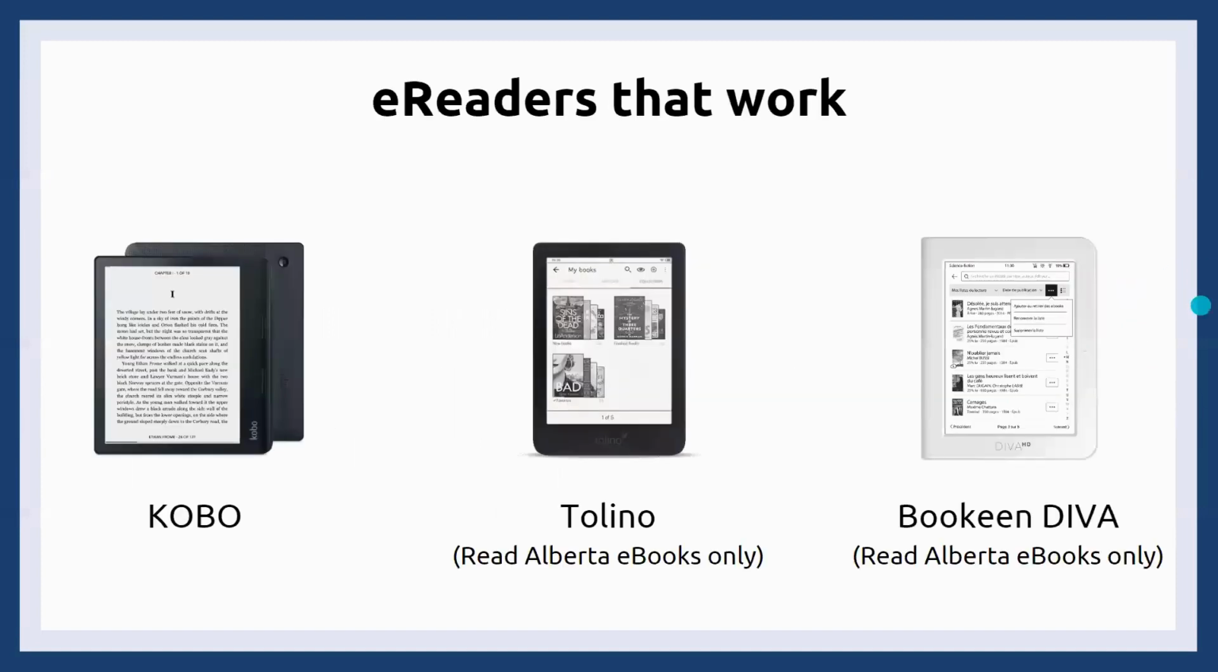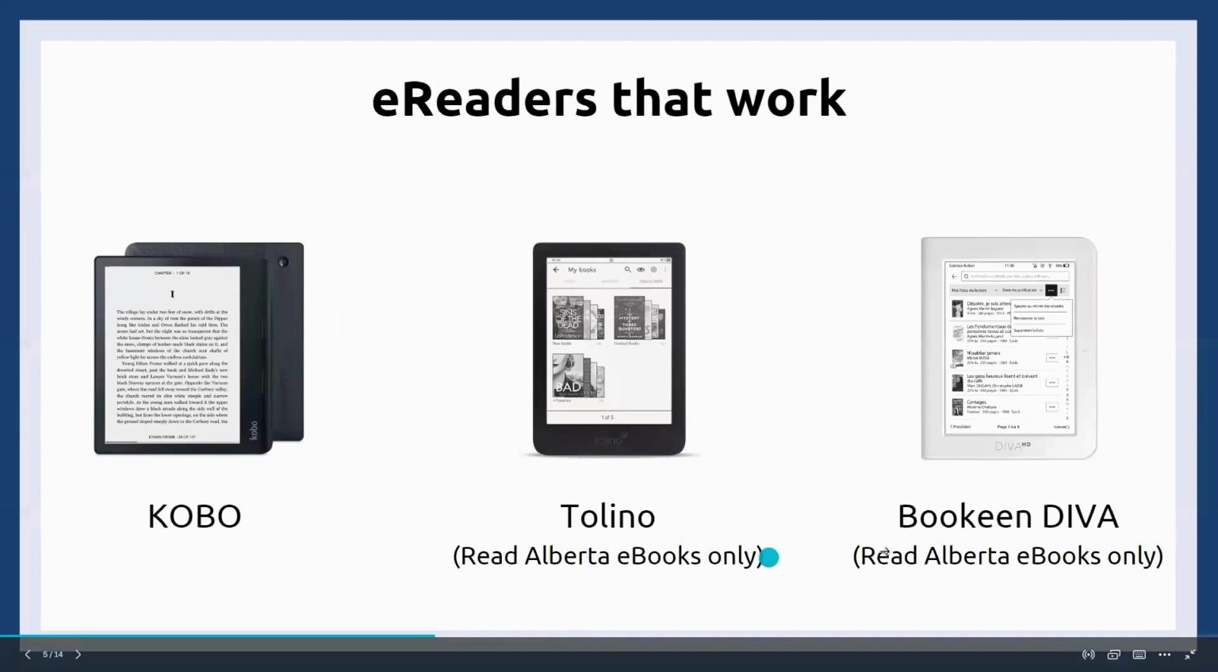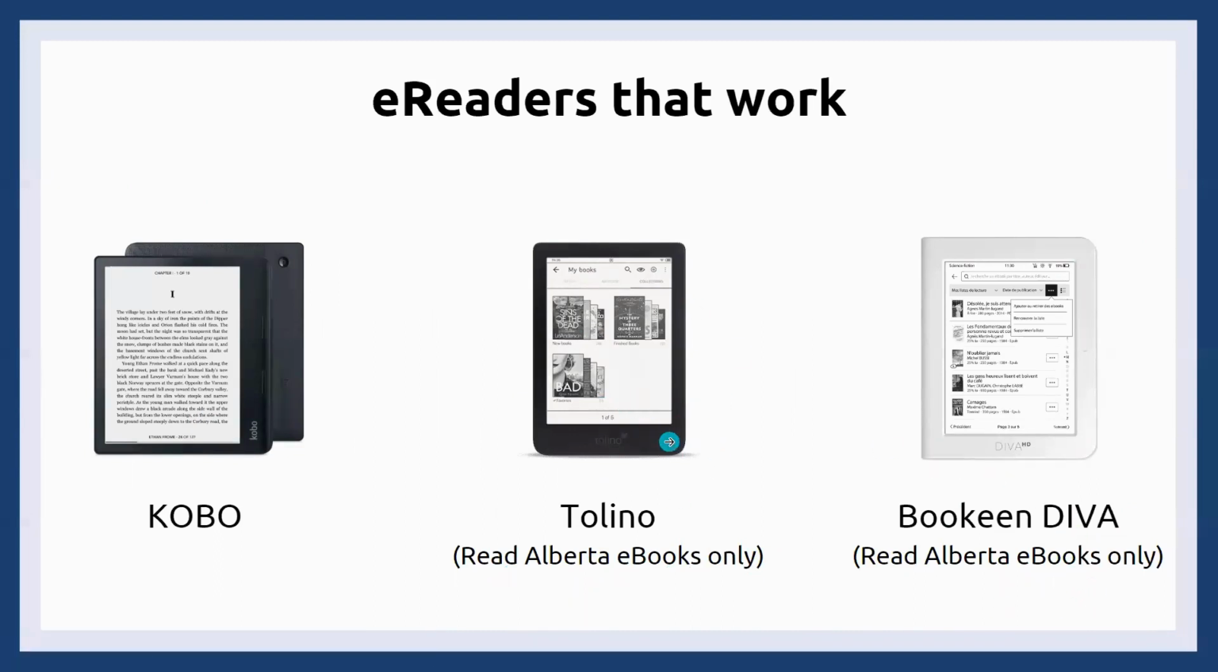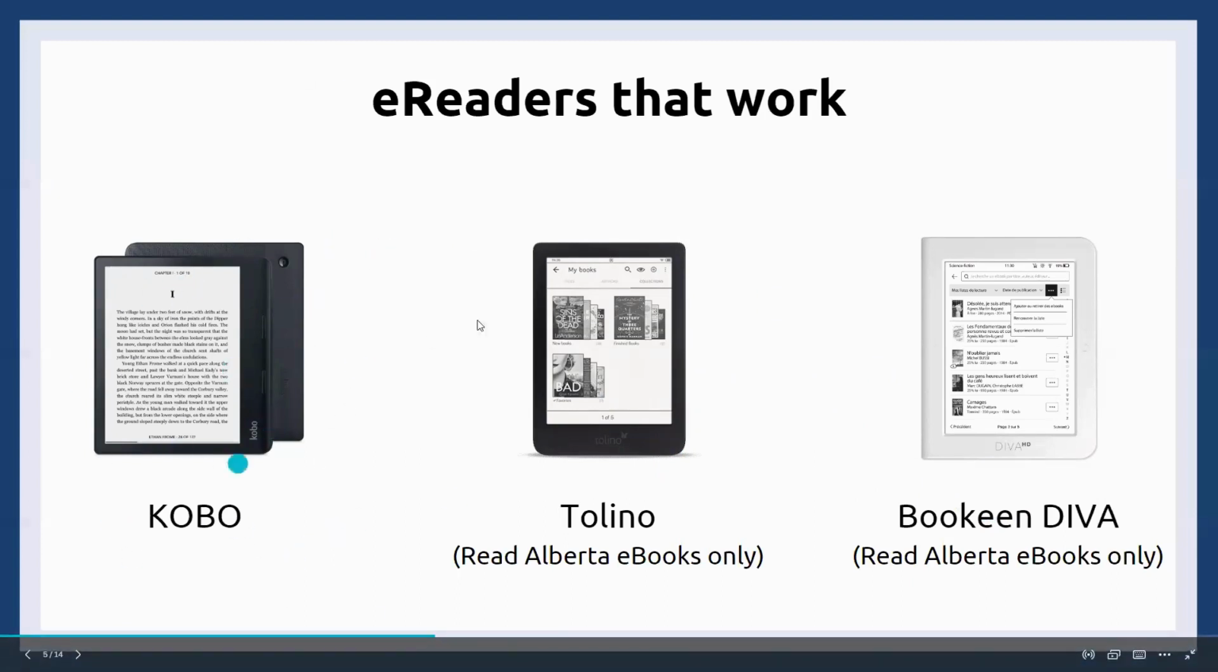All right, let's take a look at some e-readers that work and do not work. So e-readers that work with our resources include Kobo, works with all 3, and then the Tolino and the Booking Diva e-readers work with Read Alberta eBooks only. So if you do have patrons who come in with the Tolino or the Booking brand, we do have a space where they can find something to read on them. But Kobo is kind of the star of the show.